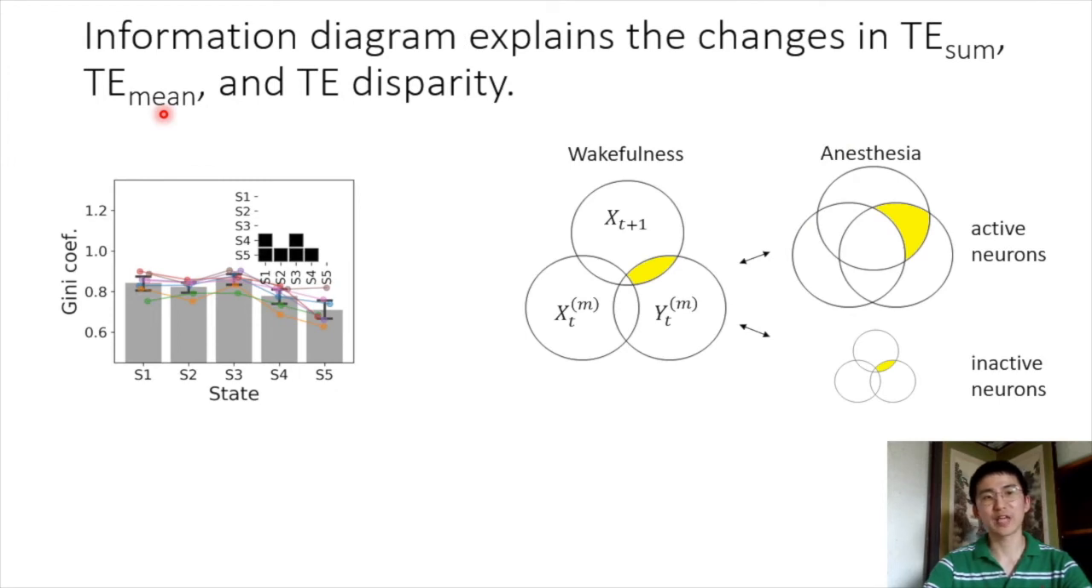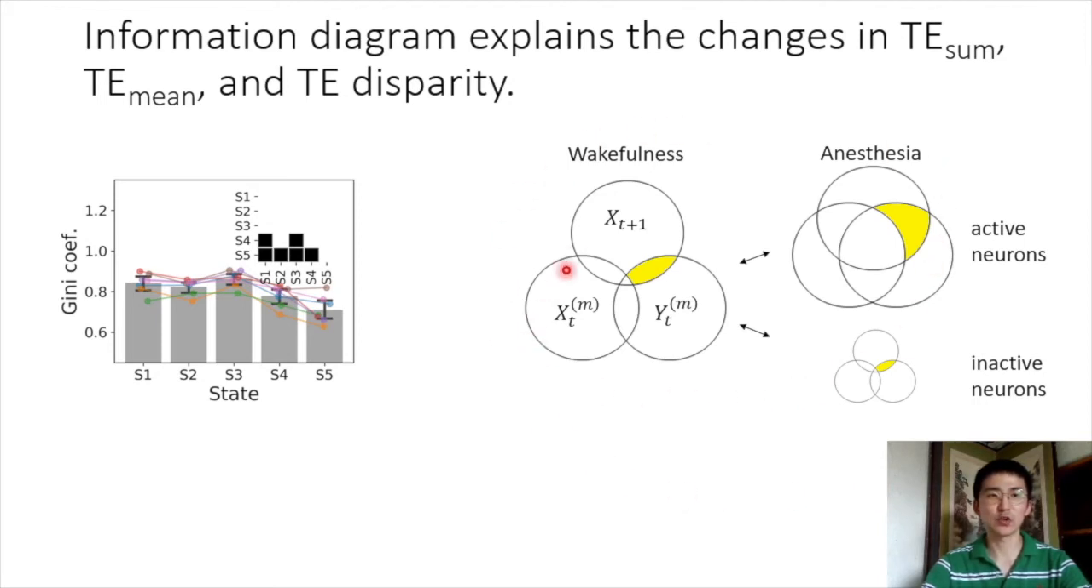Finally, we examined the distribution of TE. We calculated the Gini coefficient to quantify transfer entropy disparity. The Gini coefficient of S5 was lower than all the other 4 states, suggesting that the dispersion of transfer entropy is lowest in S5. This and the result of the previous slide can be explained by the information diagram.